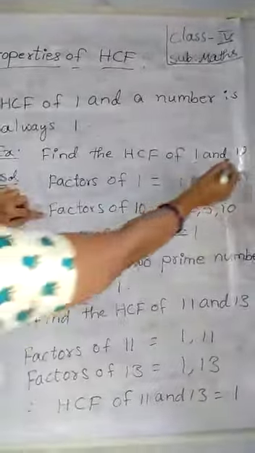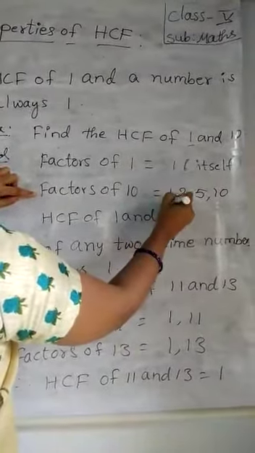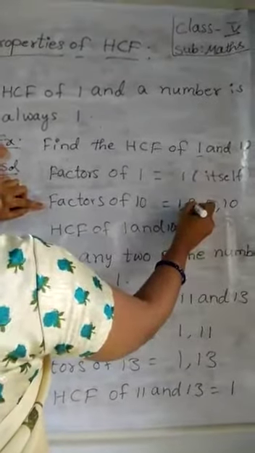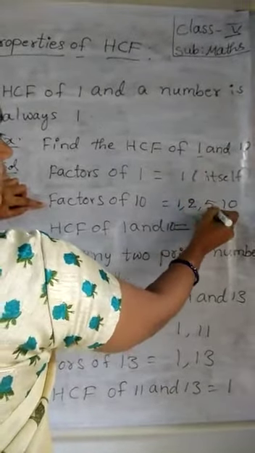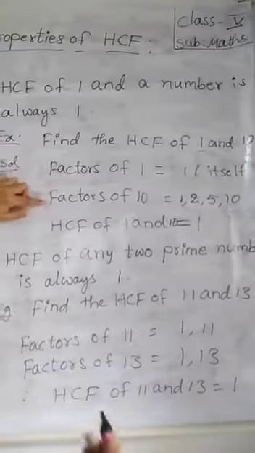Next, factors of 10. What are the factors of 10? 1 is a factor of 10, since 1 tens are 10. 2 is a factor of 10, since 2 fives are 10. 5 is a factor of 10, since 5 twos are 10, and 10 is a factor of 10.